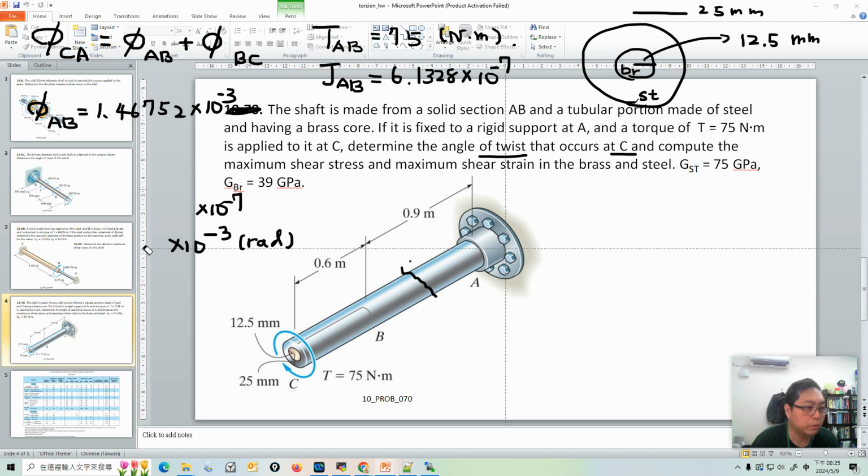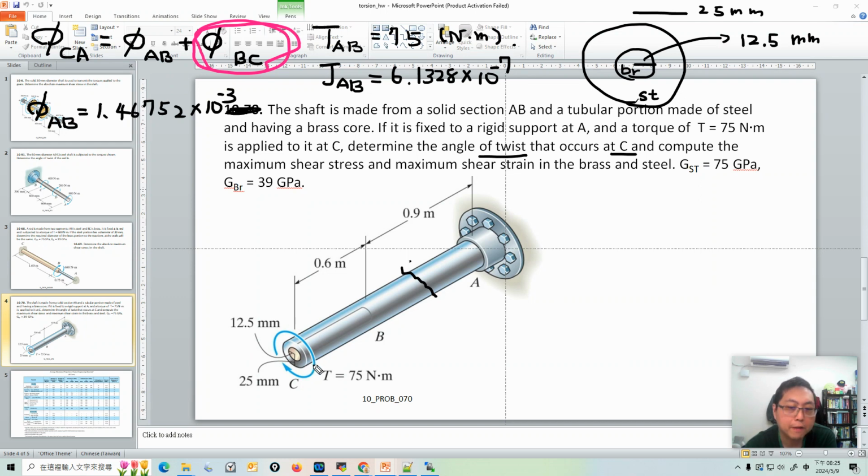Okay, the next problem is how to calculate phi BC. Yes, that's a very important part here. How to calculate the angle of twist at phi BC? Because this is a core shell structure, and this core and shell attach to each other.